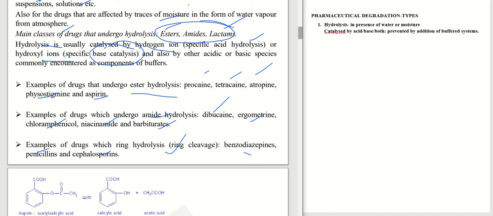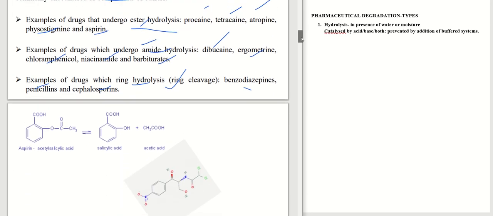So based on the functional group that undergoes hydrolysis, it has been categorized as ester hydrolysis, amide hydrolysis and ring hydrolysis. If the hydrolysis takes place at the ester linkage, it is known as ester hydrolysis. If it takes place at the amide, it is known as amide hydrolysis. If it takes place at the ring, meaning breakdown or opening of the ring, it is known as ring hydrolysis.